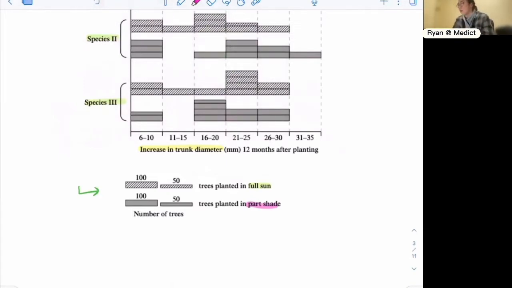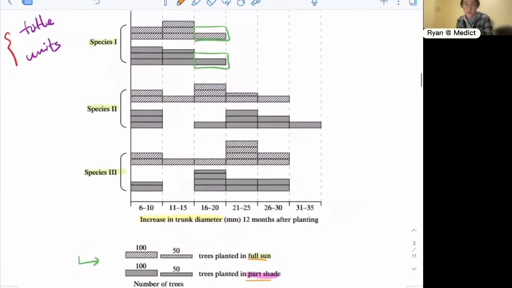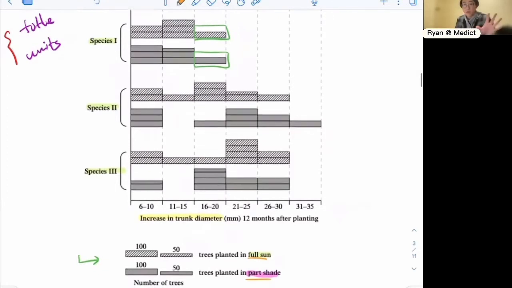I think the critical piece of information from here is that the independent variable in this experiment, or in this study, is the condition of growth. So some trees are planted in the full sun, some trees are planted in the part shade. And for people out there who are doing sciences, I assume that you guys understand that for any experiment, you need an IV and you need a DV, right? So what's the DV?